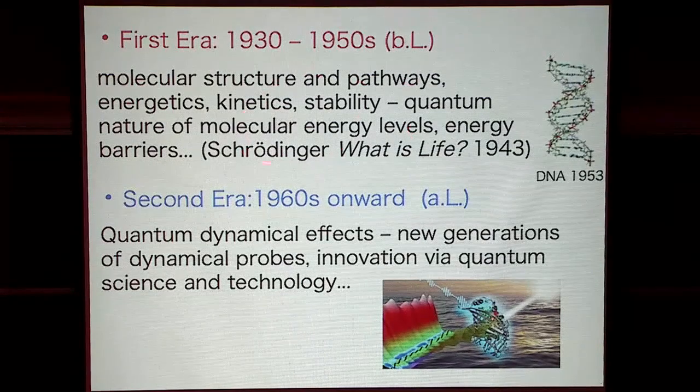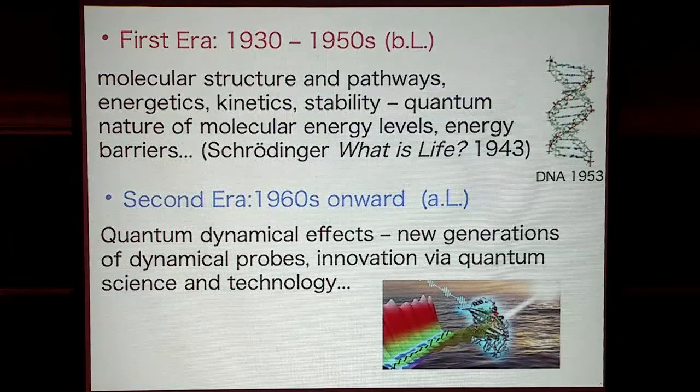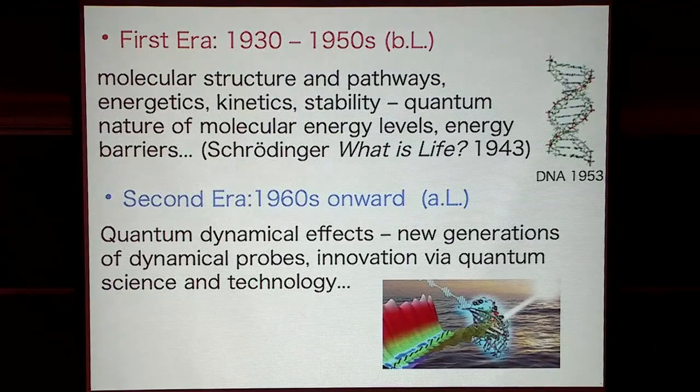So it was really, in the first era, using the quantum nature of molecular energy levels and energy barriers to analyze the stability of biological material, to analyze kinetics, transformations and energetics. And a lot of this was summarized in Schrödinger's little book from 1943, which basically is a pretty concise summary of Max Delbrück's work in the 30s and early 40s. Now, what we're interested in today is more the quantum dynamical effects, which weren't accessible at that time experimentally, and so people really didn't think about them too much.